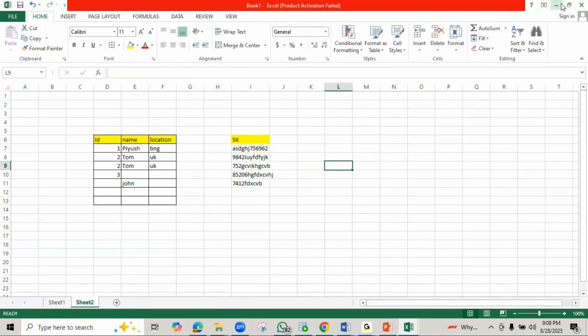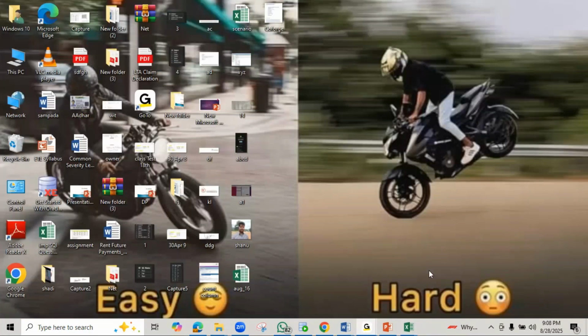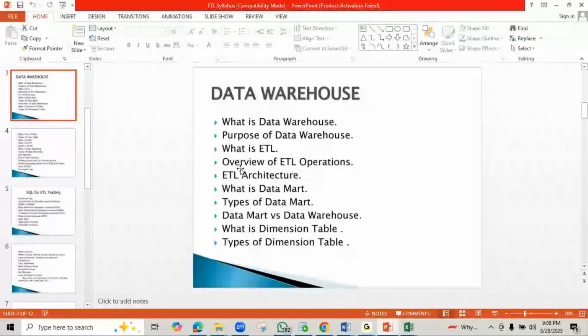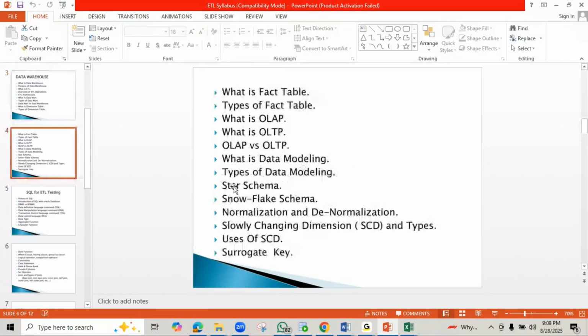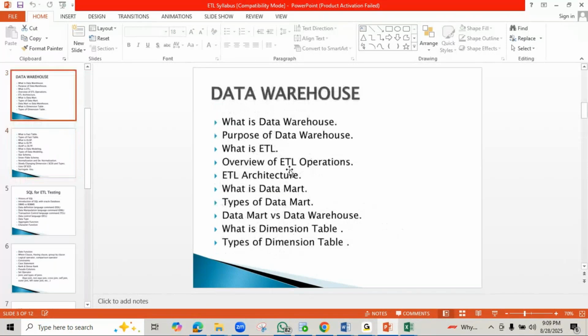So guys, up to here we had the data warehouse topic, but if you go through the syllabus, you will see a few points are still pending. We have covered the topics data warehouse, purpose, ETL, overview, data mart, dimension table, fact table, OLAP, OLTP, data modeling, types, star schema, snowflake schema, normalization, denormalization, and surrogate key. But a few topics are still pending, for example slowly changing dimension, uses of the SCD, and ETL architecture. So when will all these topics be covered?